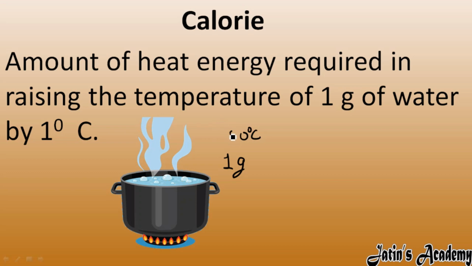Now when I heat this water from 20 to 21 degrees Celsius, it will absorb some heat. So the amount of heat absorbed by 1 gram of water to raise its temperature by 1 degree Celsius is called 1 calorie. Again, just see, how much heat energy is required by 1 gram of water to raise its temperature by 1 degree Celsius, from 20 to 21 or from 25 to 26? That is called 1 calorie.